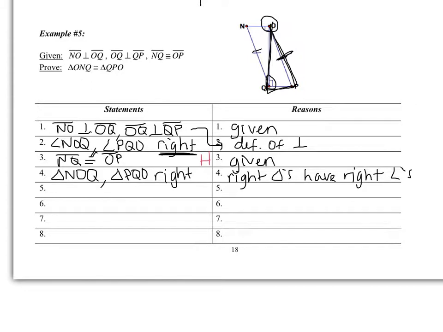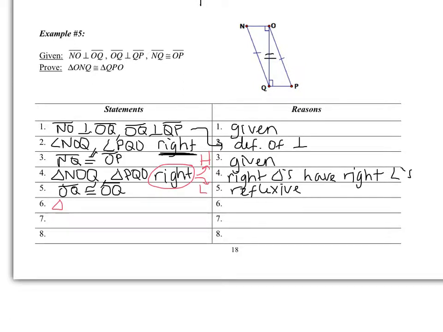So these two sides gave me the H. Now I need the L. I need a pair of legs that are congruent. Well, if I erase this so we can see a little better, both of our triangles share this OQ side. So then I'm going to say that OQ is congruent to OQ. That's the reflexive property. And there's my L. Okay, so I said I had right triangles, then I did the H and the L. So now I can say triangle ONQ is congruent to QPO by HL.